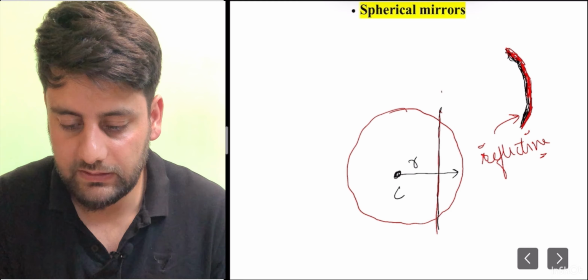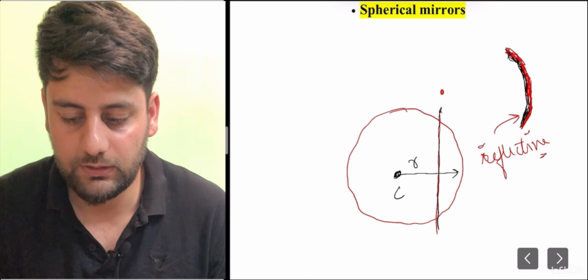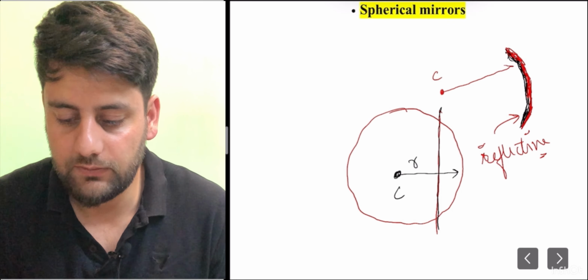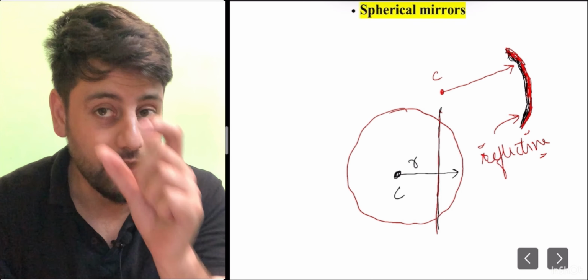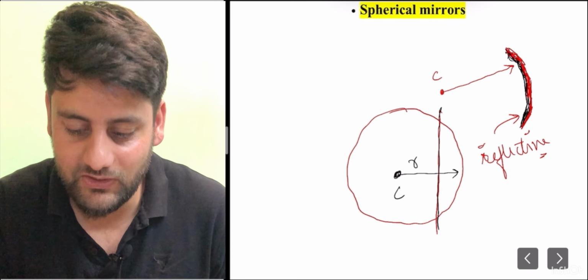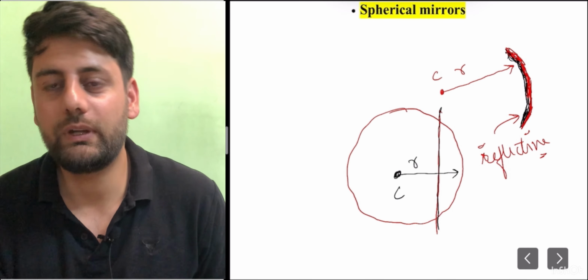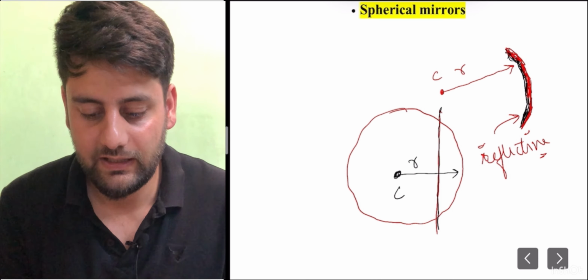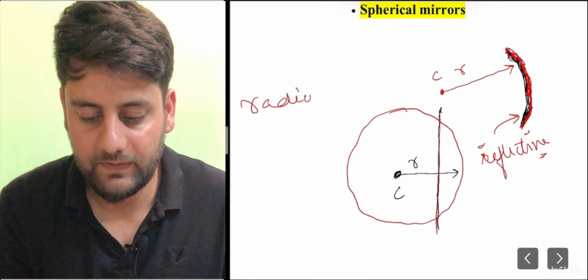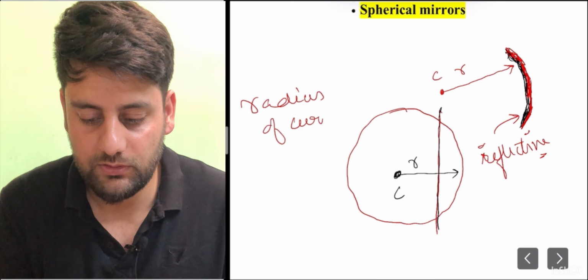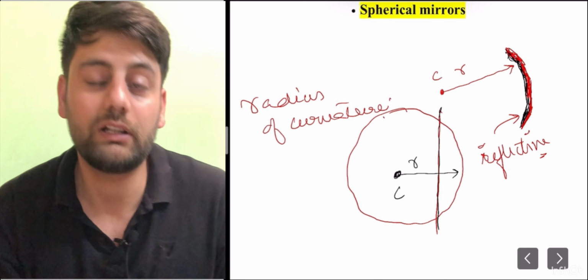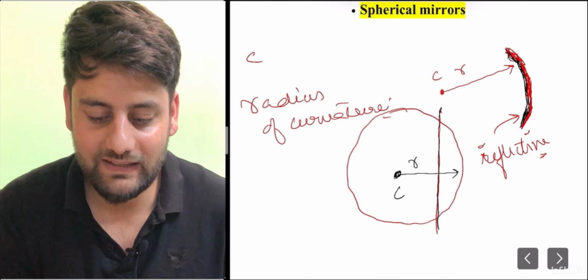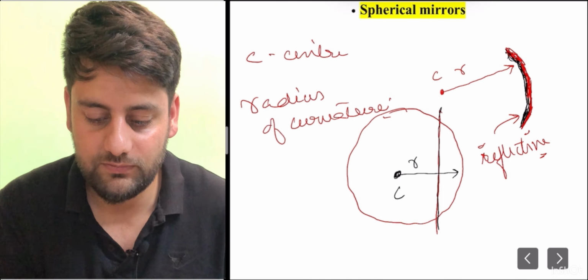So suppose this was its center, denoted by C, and the distance from the center to the curvature, this part of the circumference, we called the radius. But now we have a special name for it. We call it the radius of curvature. Earlier we used to call it the radius of the sphere. Now we call it the radius of curvature. And C is nothing but the center of curvature.